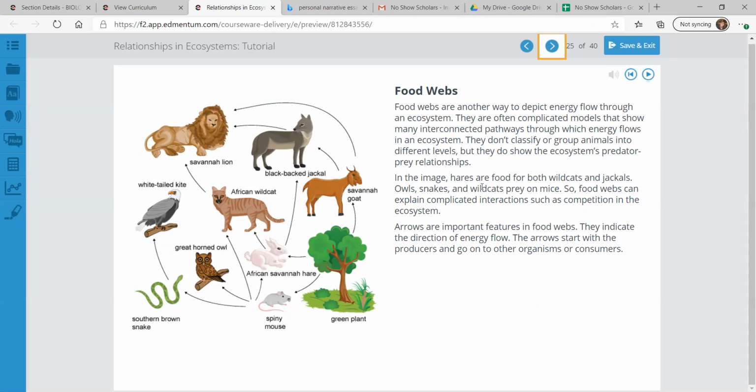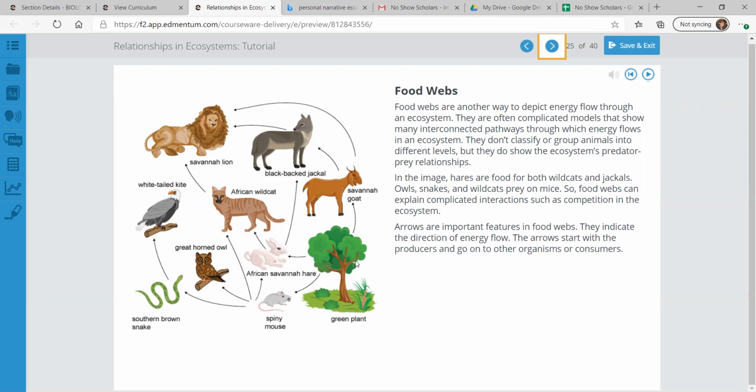So we can look at this image and see that hares are food for both wild cats and jackals, while owls, snakes, and wild cats eat mice. So food webs can explain more complicated interactions, such as who's competing with who, what's competing with what. And these arrows indicate which way the energy flows.